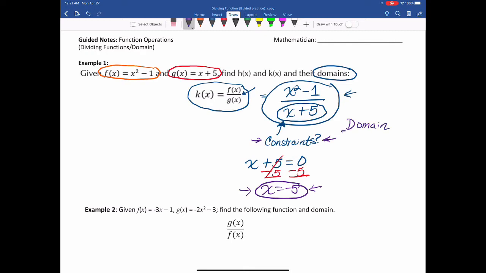So the domain is going to be all reals. Use the symbol there for all reals, except, and we're going to write down our exception here, except when x equals -5. So every number is possible for what x could be, except there's one number that doesn't quite fit, and that's x equals -5.